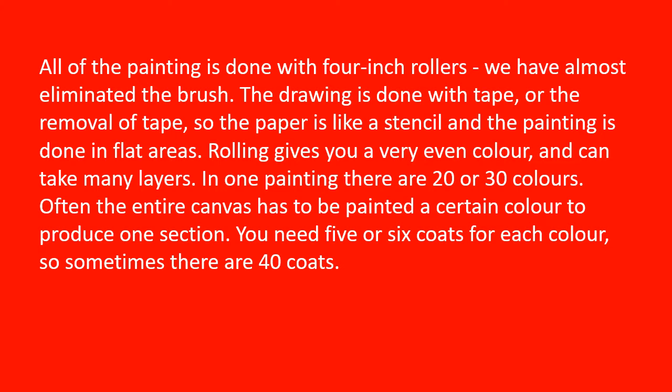The drawing is done with tape or the removal of tape, so the paper is like a stencil and the painting is done in flat areas. Rolling gives you a very even colour and can take many layers. In one painting there are 20 or 30 colours. Often the entire canvas has to be painted a certain colour to produce one section. You need 5 or 6 coats for each colour, so sometimes there are 40 coats.